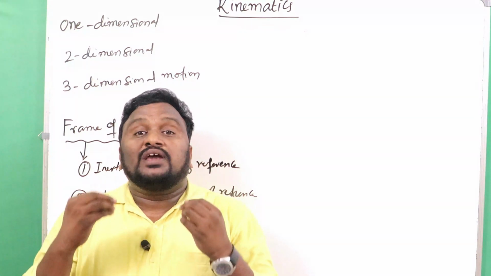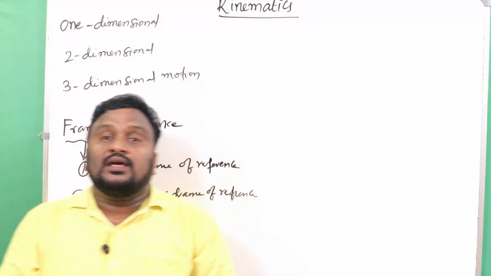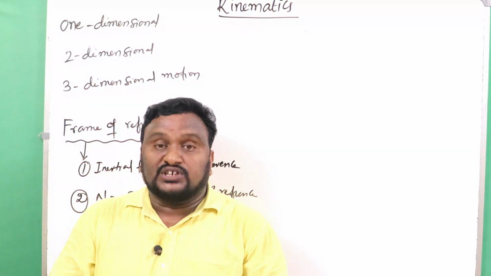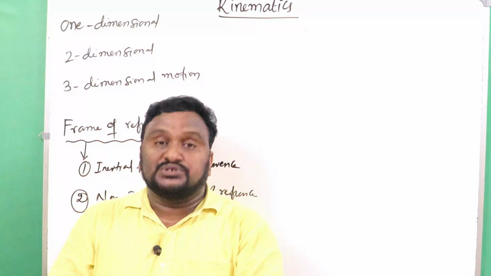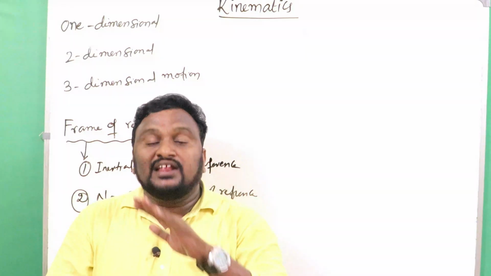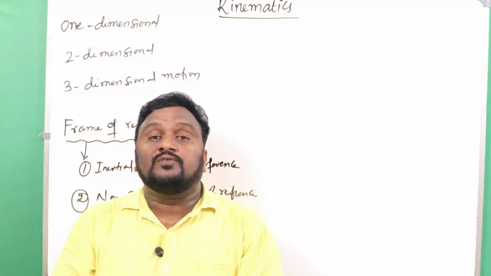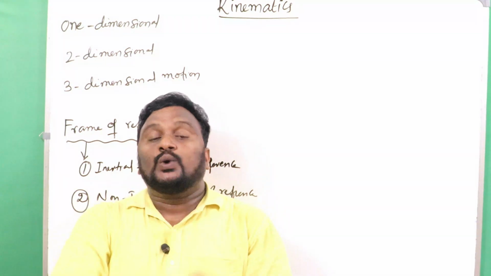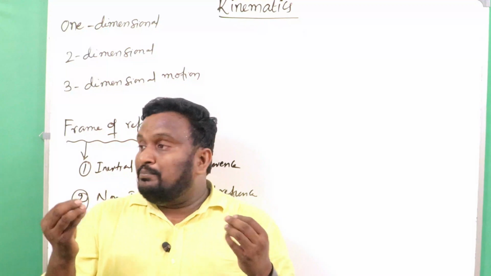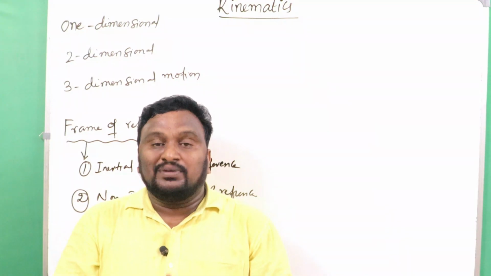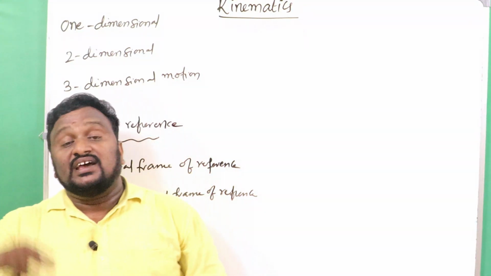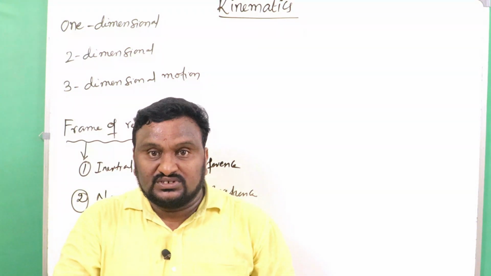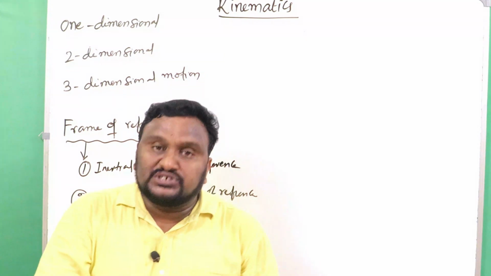Clear? If you can explain the motion of the body by taking two axes as reference, that is called two dimensional motion. We are explaining the motion of the body with reference to any two axes. The balls in billiards, while playing the game, are in two dimensional motion. Clear? And now three dimensional motion.